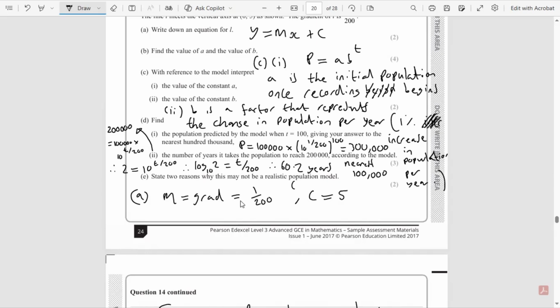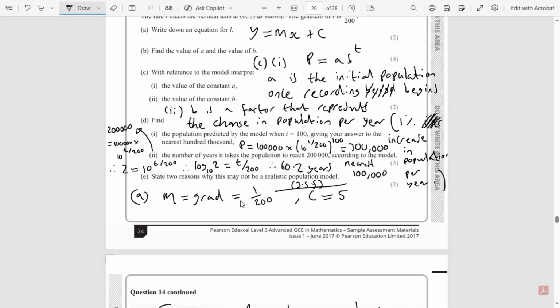I'm going to just try and fit this in here. Sorry, I know this video has been a bit messy today, but hopefully you've been able to follow along. Now, there's just one more part of the question here. State 2 reasons why this model may not be a realistic population model.